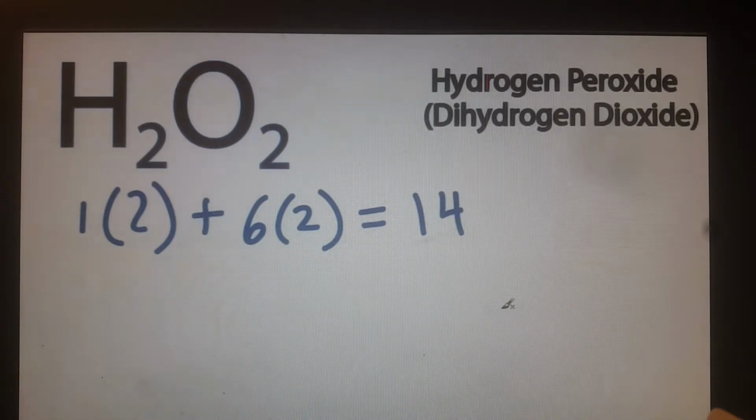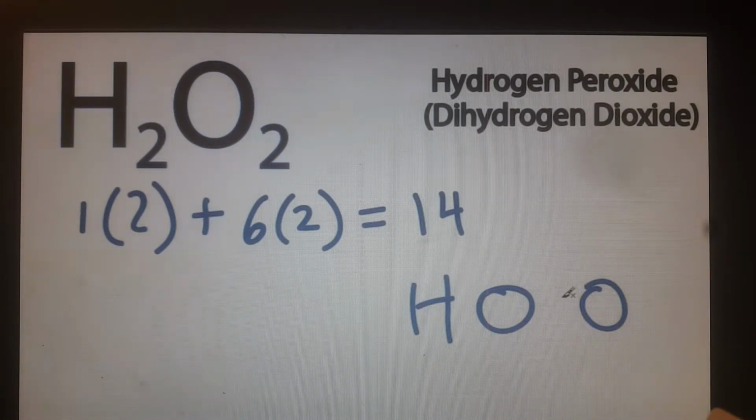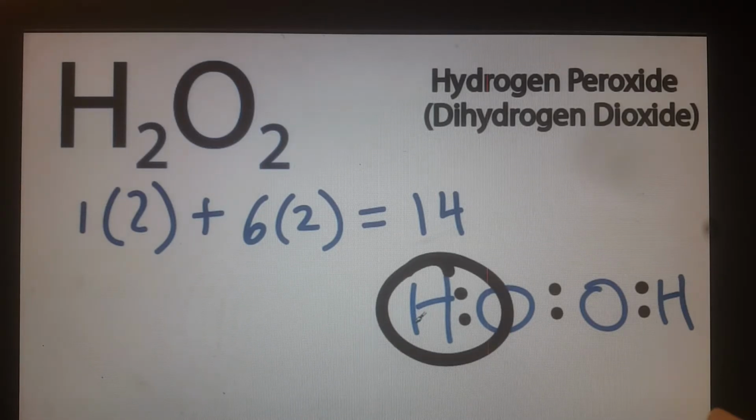Let's draw it. We'll put the H's on the outside. They always go on the outside. So O, O, and then an H, and an H here. And let's put some valence electrons there. First, we'll form the chemical bonds. 2, 4, 6 valence electrons. Hydrogen only needs 2 valence electrons for a full outer shell, so it's good.